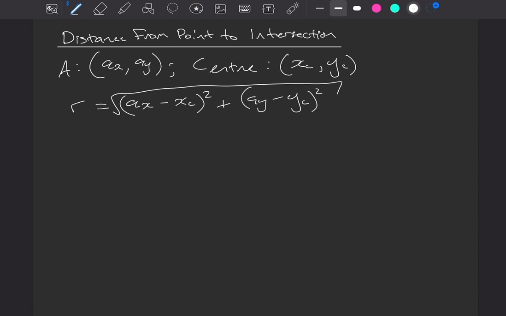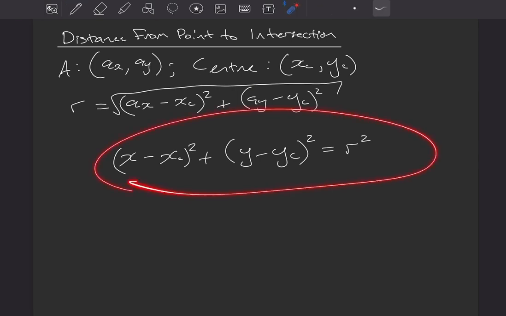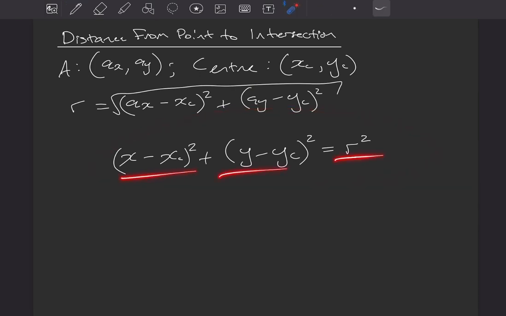And now that we've got this radius, we're able to write out the equation of our circle. We'll have x minus xc, the x-coordinate at the centre, all squared, plus y minus yc, the y-coordinate at the centre, all squared, is equal to r squared. And this thing again is Pythagoras, but in disguise. You can see a squared plus b squared equals c squared.